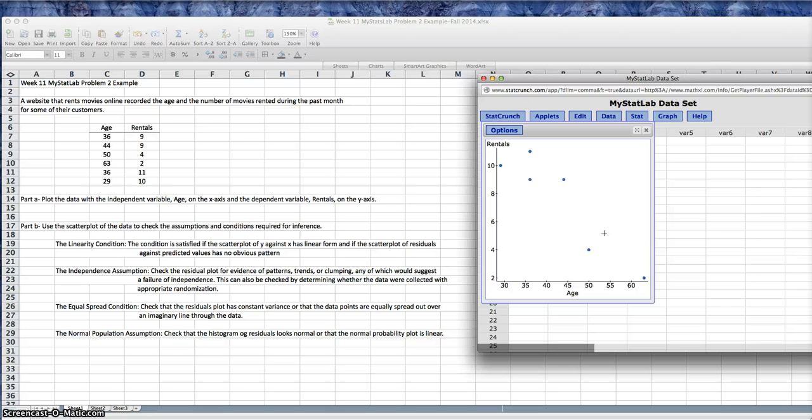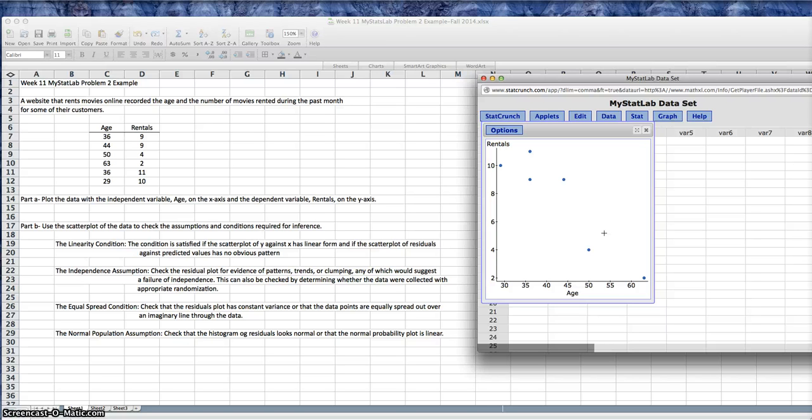And then our last condition, the normal population assumption. Check that the histogram of residuals looks normal or that the normal probability plot is linear. Well, we can't determine this either because we don't have a histogram or a normal probability plot of residuals. That's what we need to do that. So we cannot determine this condition from the information that we have.